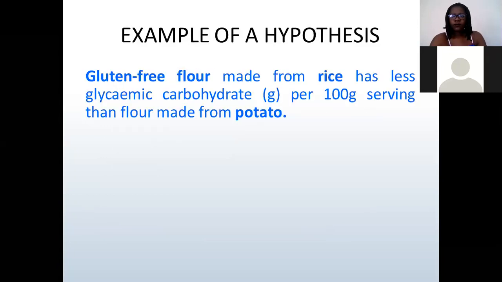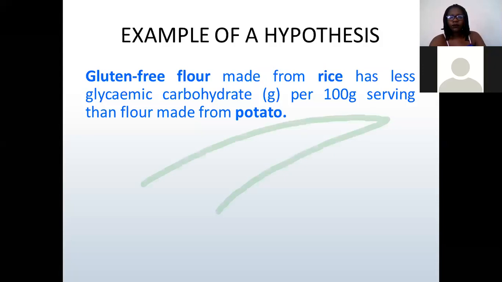An example of a hypothesis: Gluten-free flour from rice has less glycemic carbohydrate per 100 gram serving than flour made from potatoes. Again, I highlighted a few words because I want you, before I move on, to try to see if you can identify the independent and the dependent variables for this scenario.